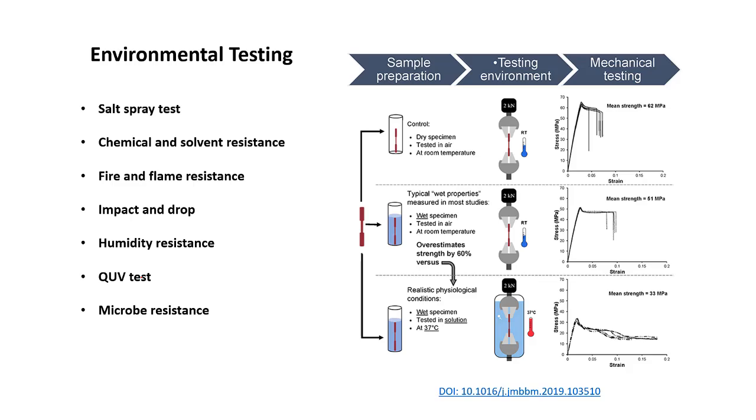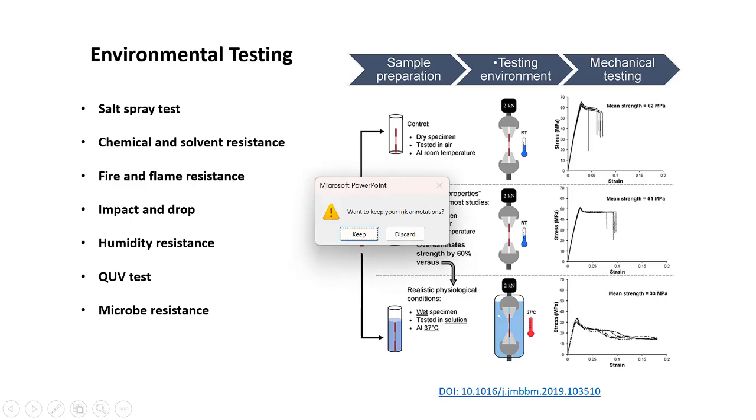Then fire and flame resistance. If we want to check the fire resistance property of our polymer or our materials, then we can check the flash point of the material. Then impact and drop. I have also already mentioned the impact test. Suppose the material falls down from a certain height, and then a sudden impact will occur and it can fail. So that is another test to check the impact.